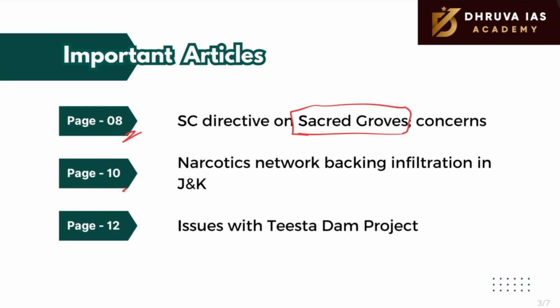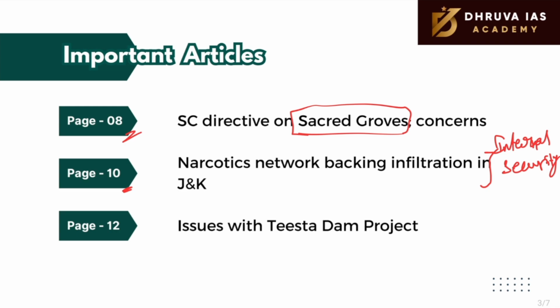The next article is on page 10. The article per se doesn't give you much to write down in your notes. Nonetheless, it gives you a very good idea about how the J&K situation is related to infiltration as well as narcotics. It is important for internal security.